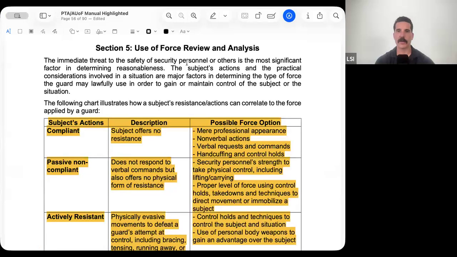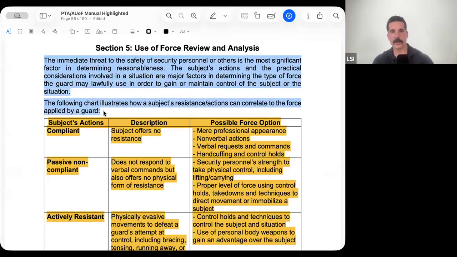All right, section 5, use of force review and analysis. Here we go. The immediate threat to the safety of security personnel or others is the most significant factor in determining reasonableness. The subject's actions and the practical considerations involved in a situation are major factors in determining the type of force the guard may lawfully use in order to gain or maintain control of the subject or the situation. The following chart illustrates how a subject's resistance actions can correlate to the force applied by a guard.